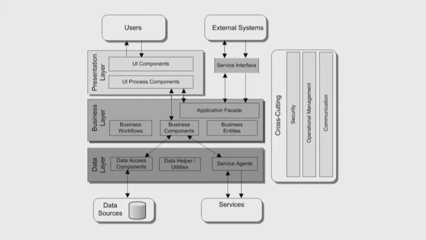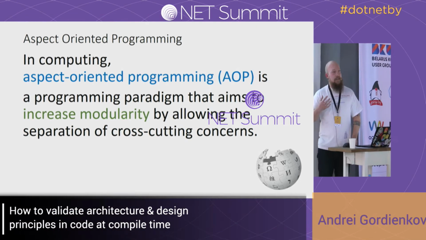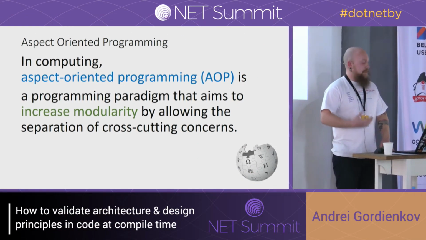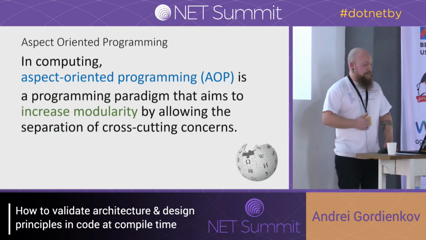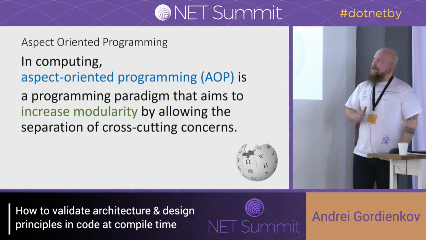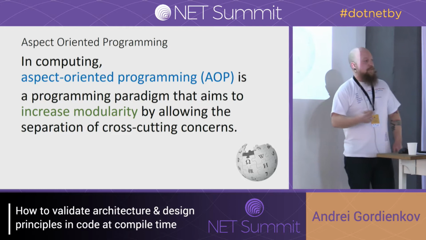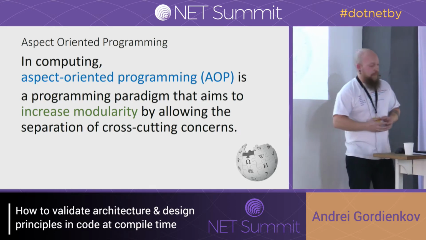It can be encapsulated in one class. And I'm going to show you something that you could use to validate your design decision in your solution. So here's the definition for aspect-oriented programming. And the most important here, I think, is increased modularity. This is the most important. So we could just decouple all of this boilerplate code somewhere.